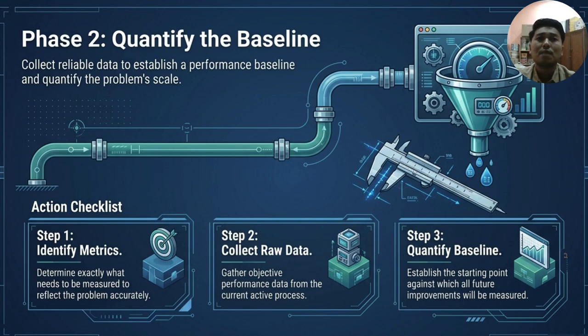Once the problem has been defined, the next step is measurement. In engineering, we cannot improve what we do not measure. Therefore, the measure phase focuses on collecting accurate and reliable data about the current process. The team identifies key performance indicators, gathers baseline data, and evaluates the current level of performance. This baseline becomes the reference point against which future improvements can be compared. Accurate measurements are critical because poor quality data can lead to incorrect conclusions later in the project.